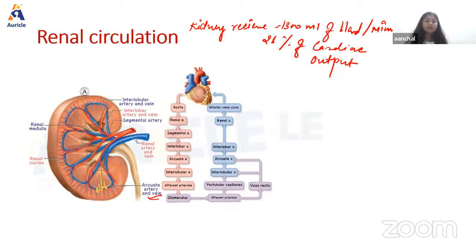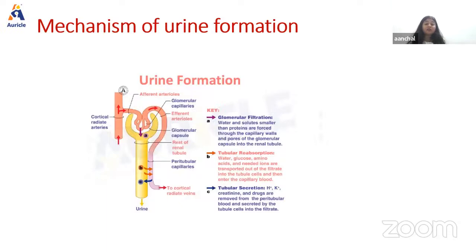Now next we have the mechanism of urine formation, and this is considered to be the most important question, usually asked in the university exam. So we're going to discuss the various steps. The first step we already covered in yesterday's class, that was glomerular filtration. Okay, so urine formation is the blood cleansing action of the kidney, right? Through which the blood gets purified.